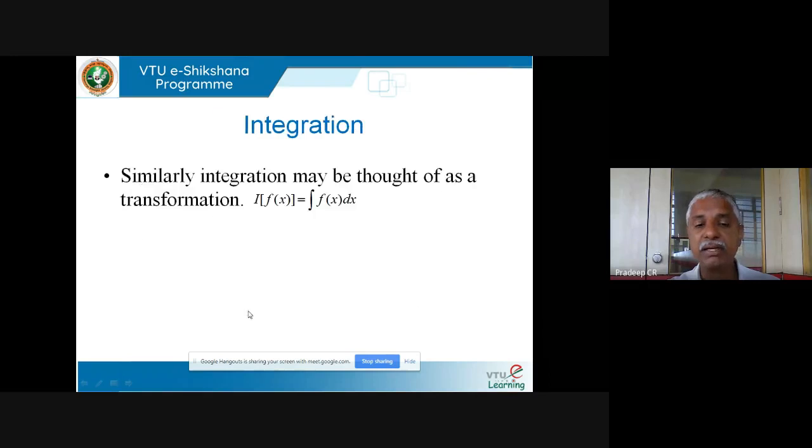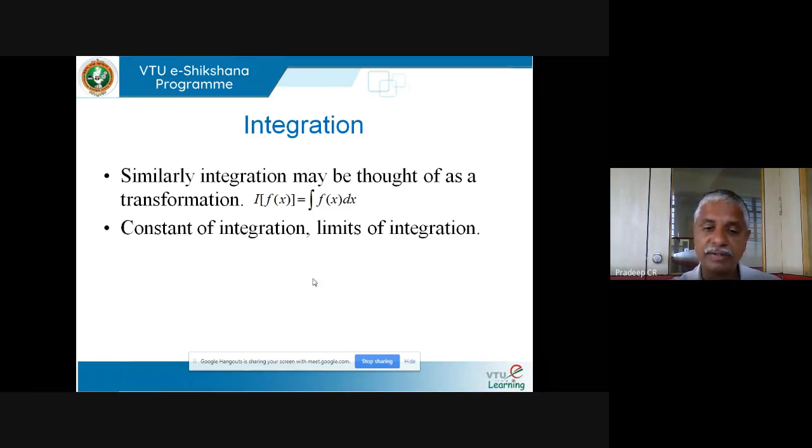And then similarly, in your class 12, you learned about integration. Integration also, I of f of x, is like playing with the function. You give me one function, I'll give you another function with some rule. So I of f of x is the integral of f of x. Of course, there are a lot of issues here in the sense of the concept of integration, limits of integration, all these things are there.